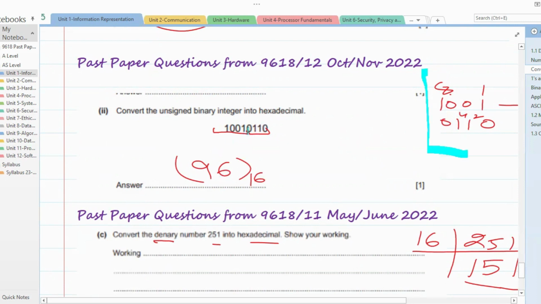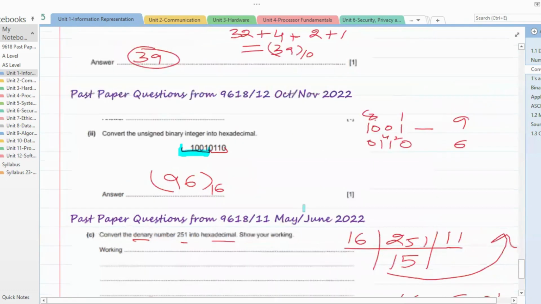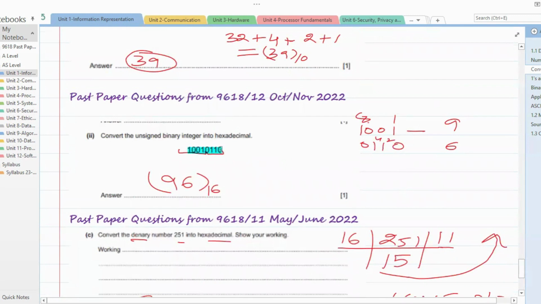What we do is make groups of 4 bits and then write the individual number corresponding to each group of 4 bits. So 1001 is equivalent to 9, 0110 is equivalent to 6. So our answer is 96 in hexadecimal.